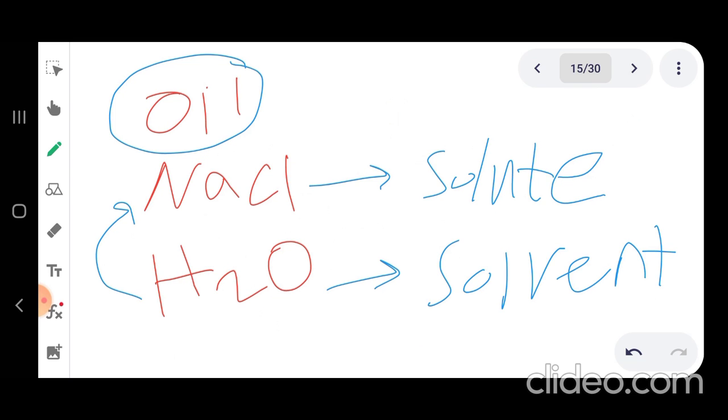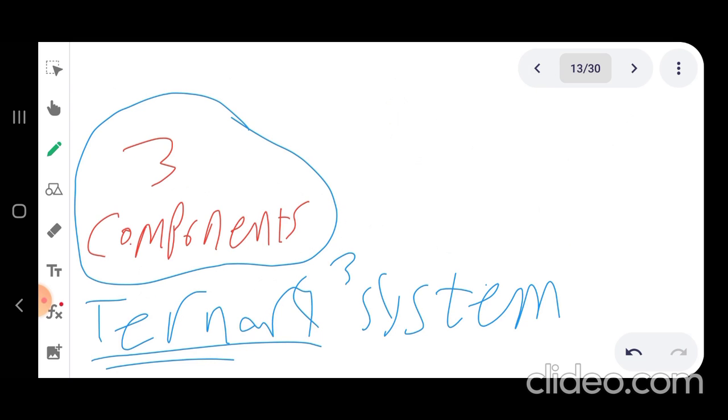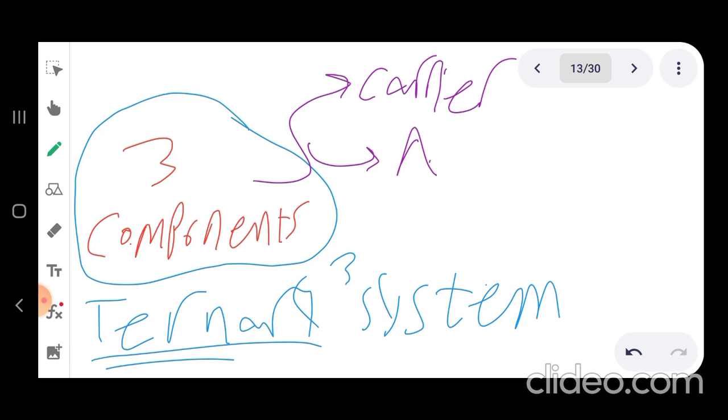Oil here in this case is considered to be the carrier, from carry, like play, player, carry, carrier. Okay, so let's agree on the symbols. So we have a carrier, and this carrier has the solute initially, and we have the solvent that will attract that solute.